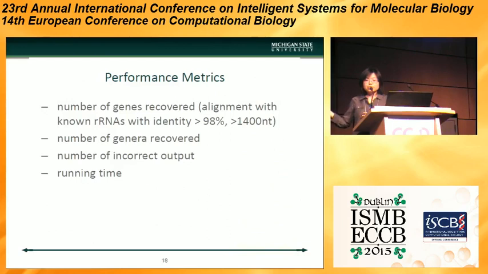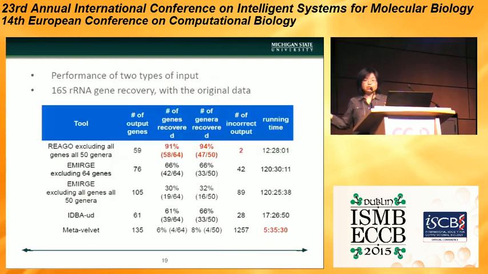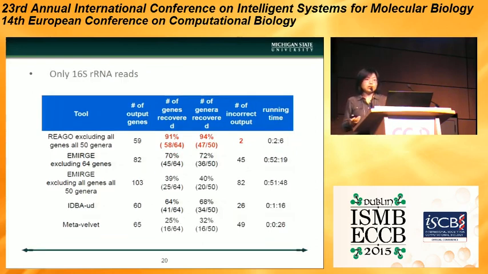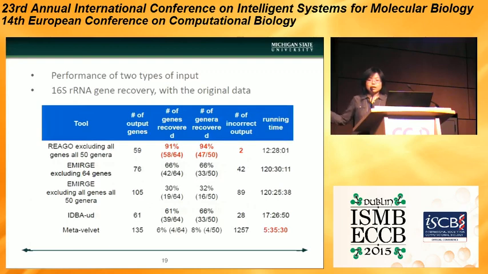Now let's look at the performance of the final results, that is, how we recover the 16S ribosomal genes. Again, we consider two types of input. The first one contains all the original reads. The second one contains only the real 16S ribosomal genes. We want to see both performances. As you can see, our results have much higher sensitivity and specificity. And for the running time, the bottleneck is in the homology search stage, not in the assembly stage.